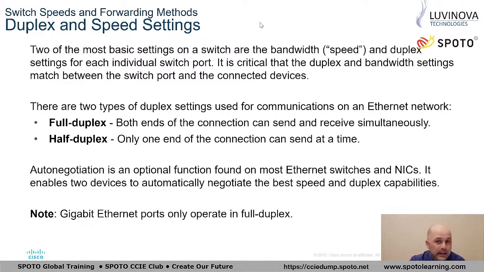That's why networks have auto negotiation. It is an optional function found in most Ethernet switches and NICs. NIC is a network interface card. It enables two devices to automatically negotiate the best speed and duplex capabilities.